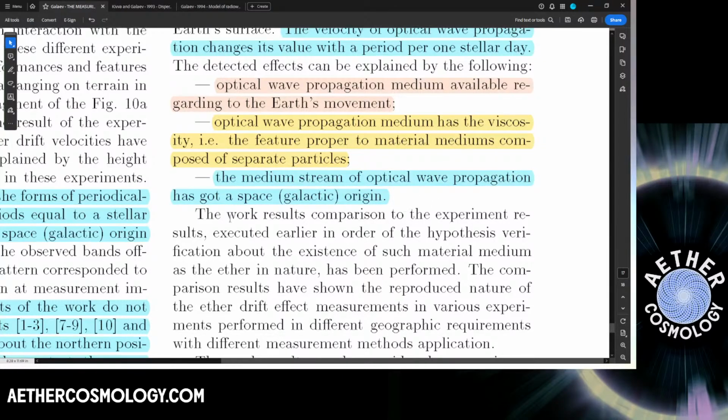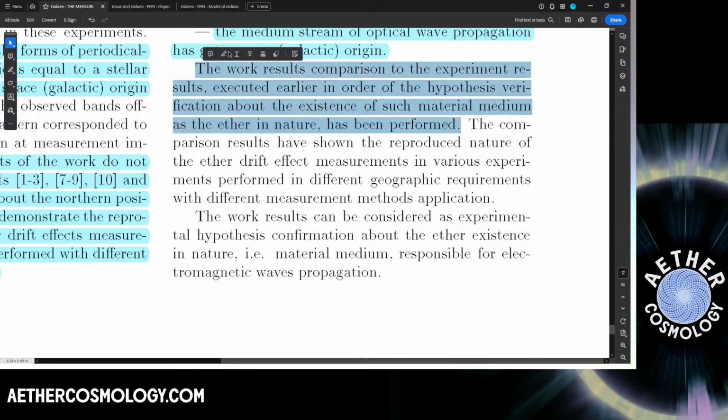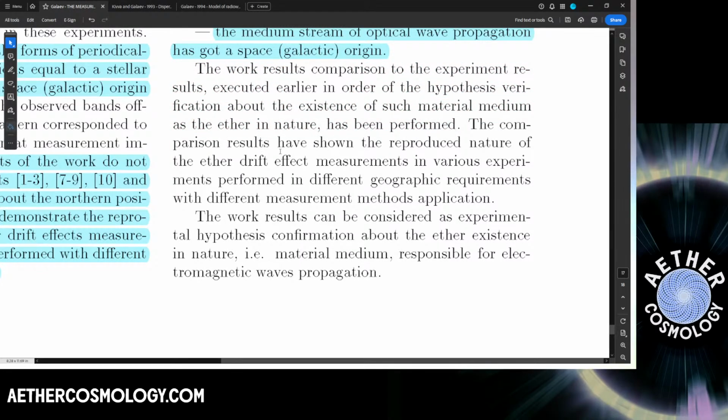The work results comparison to the experimental results executed earlier in the order of the hypothesis. In the order of the hypothesis, verification about the existence of such a material medium as the ether in nature has been performed. The comparison results have been shown. The reproduced nature of the ether drift effect measurements in various experiments performed in different geographic conditions, with different measurement methods, applications, whatever. The work results can be considered as experimental hypothesis confirmation about the ether's existence in nature, i.e., a material medium responsible for electromagnetic waves. Yeah, dude.